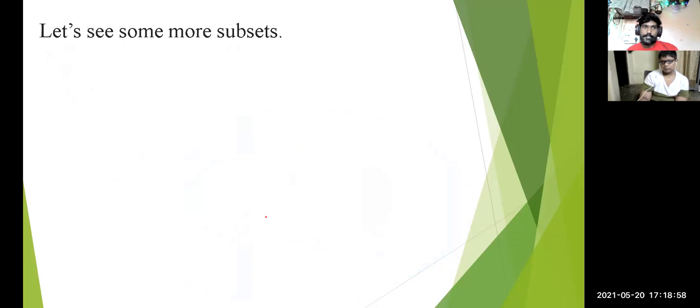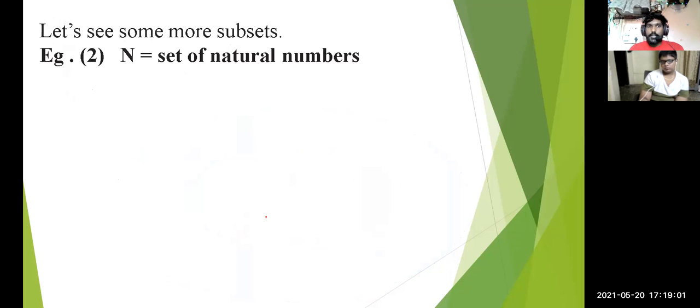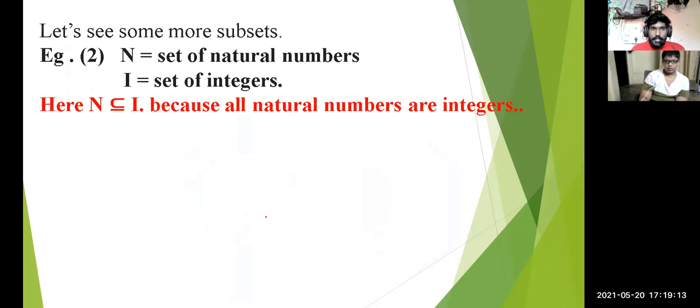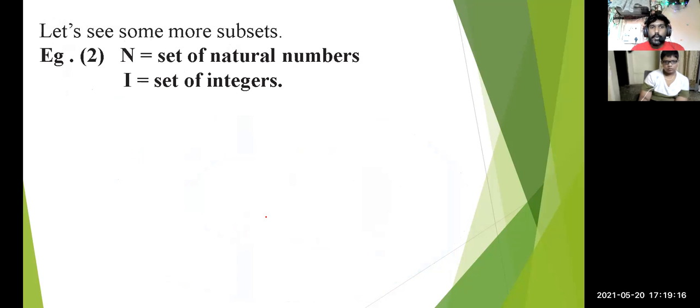Okay, let's see some more subsets. N is equal to the set of natural numbers, and you know what the set of natural numbers is. I is the set of integers. You know what integers are, correct? Negative and positive numbers. Can you tell me what will be the subset of which? Try to write it. N starts from 1, 2, 3, 4, and so on.